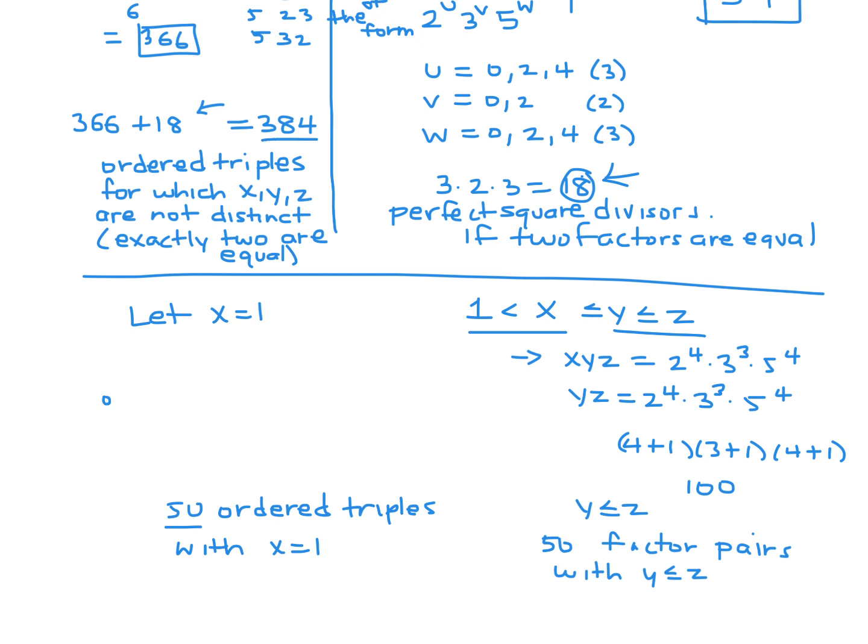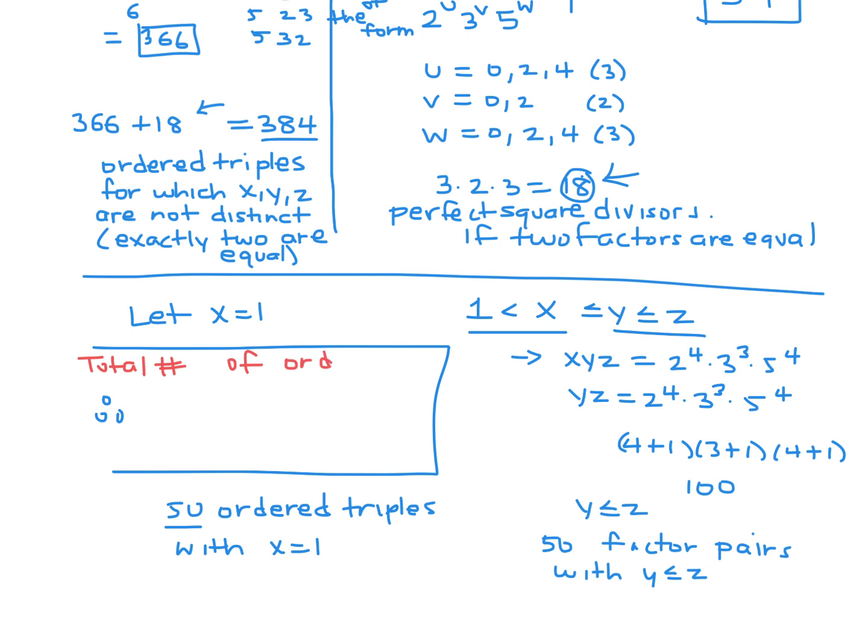And those are the ones we have to subtract from this. So therefore, we can put that in here. Let me just put a little box. And therefore, the total number of ordered triples that satisfy all our conditions, with 1 less than x less than or equal to y, y less than or equal to z, would be this 384 up here minus this 50, and that would give me 334 as the final answer.